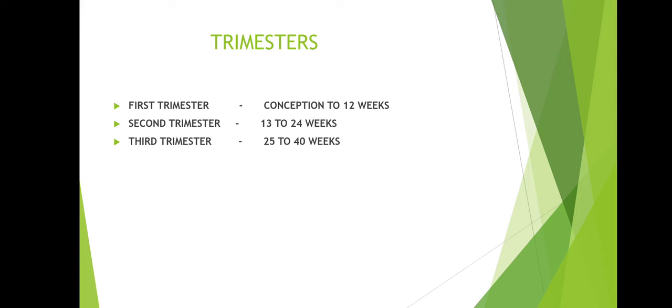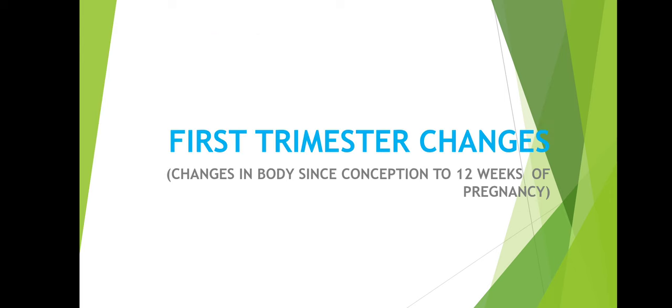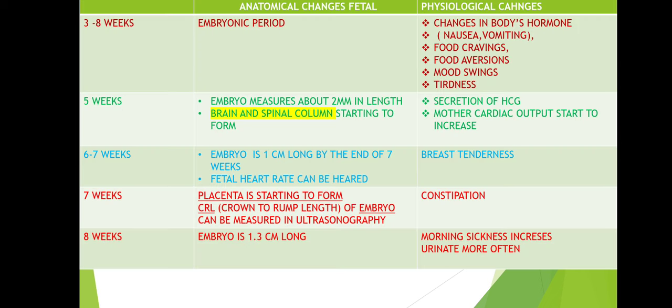Now the first trimester is from conception to 12 weeks, the second trimester from 13 weeks to 24 weeks, and the third trimester is 25 to 40 weeks. First trimester changes in the body, since conception to 12 weeks of pregnancy. There are anatomical changes and there are physiological changes.